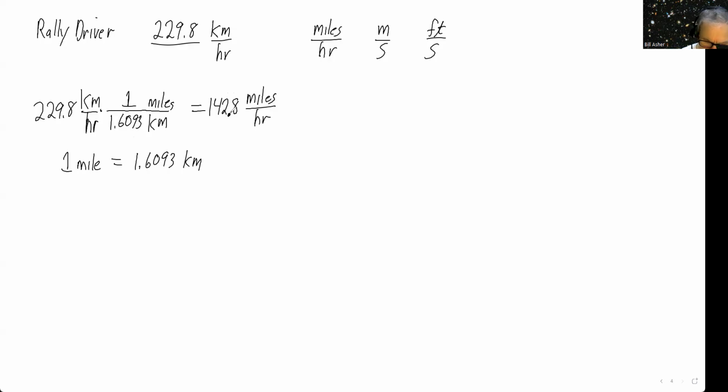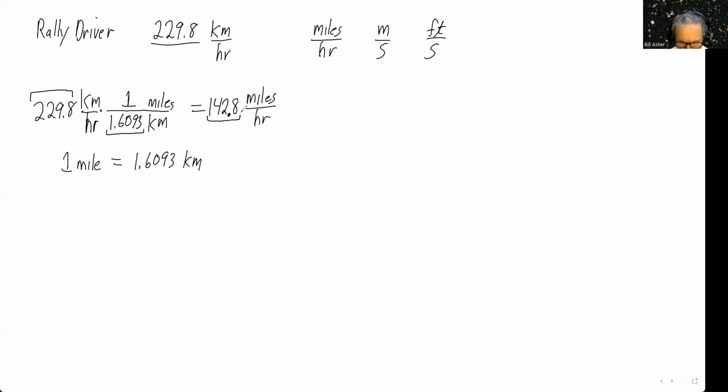Okay, right? And notice here that I had 4 digits of precision on my starting number, so I made sure that my conversion factor had 5 digits of precision, right? So I have more precision in my conversion factor than I do in the number I'm trying to convert. So I'm left with 4 digits of precision in my answer, 142.8 miles per hour, right?